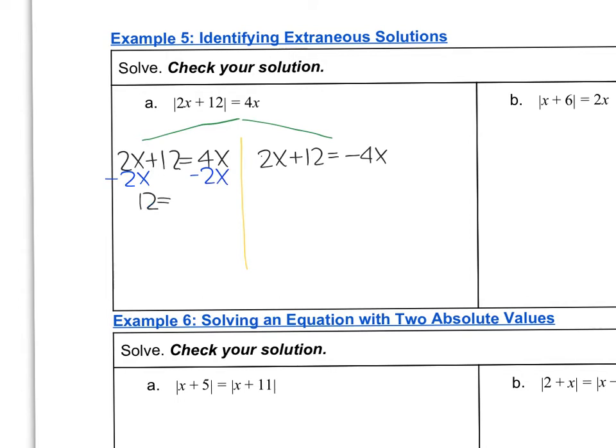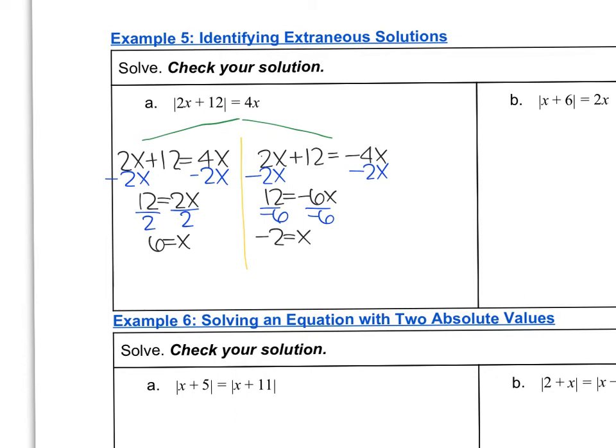So I have 12 equals 2x. Let's divide both sides by 2, and we'll get 6 equals x. So my first answer is 6. Before I check that, I'm going to solve for the other one, and then I'll check them both at the same time. So here I'll subtract 2x. This time I'll have 12 equals negative 6x. And then I'll divide by negative 6. So I'll get negative 2 equals x.